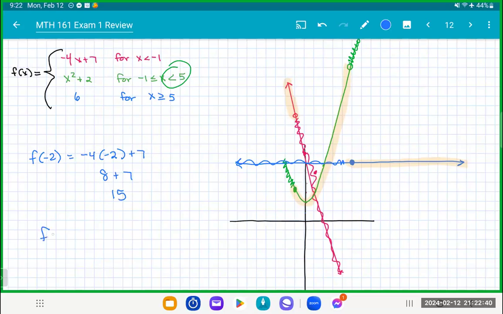Similarly, if I had said, what is f of 7, then you would have said, well, my x is 7. 7 falls here in this one, and thus that would be equal to 6. Okay? Any questions?